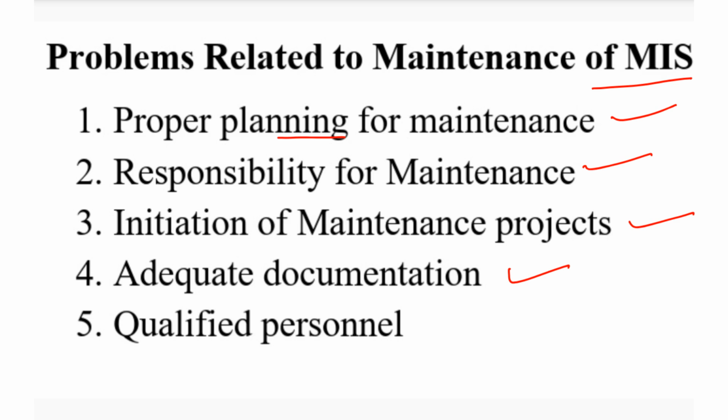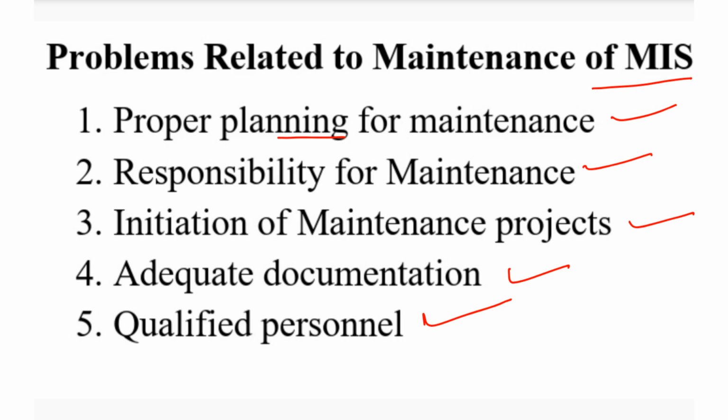Then adequate documentation. The measure which should be taken for proper maintenance is adequate documentation, so that there should be proper and smooth functioning of a system. Adequate documentation also helps the organization in increasing its efficiency and also to overcome any deviations in future.